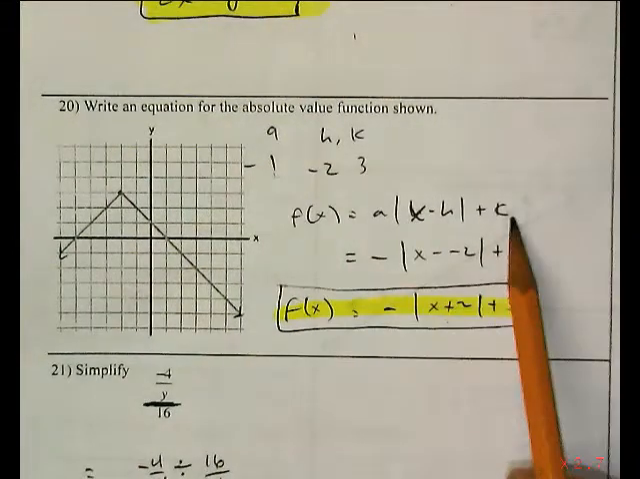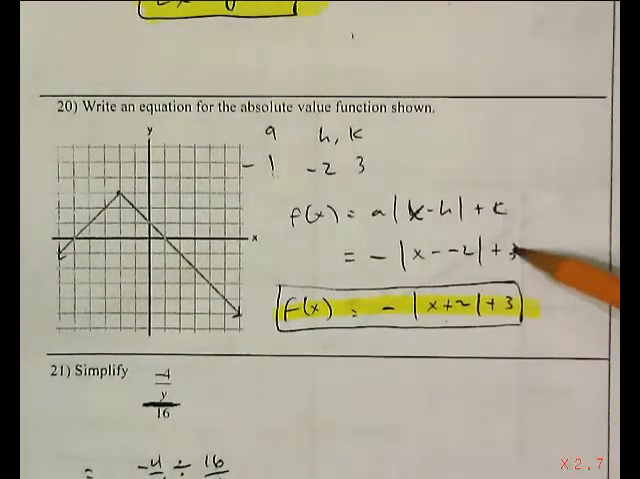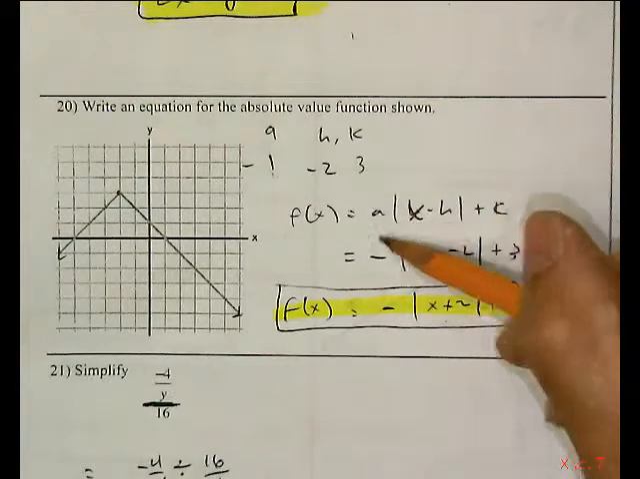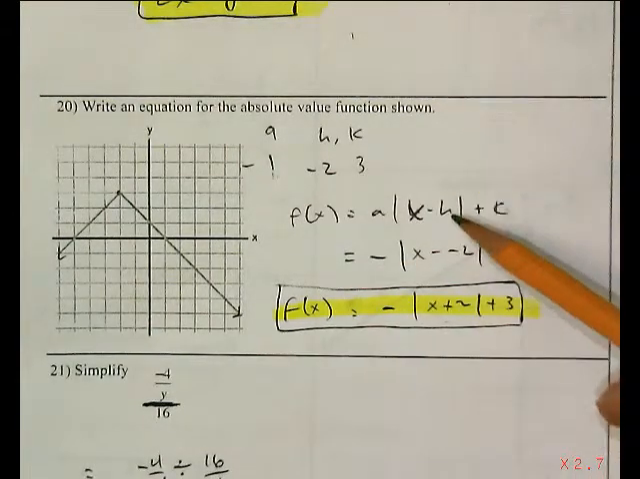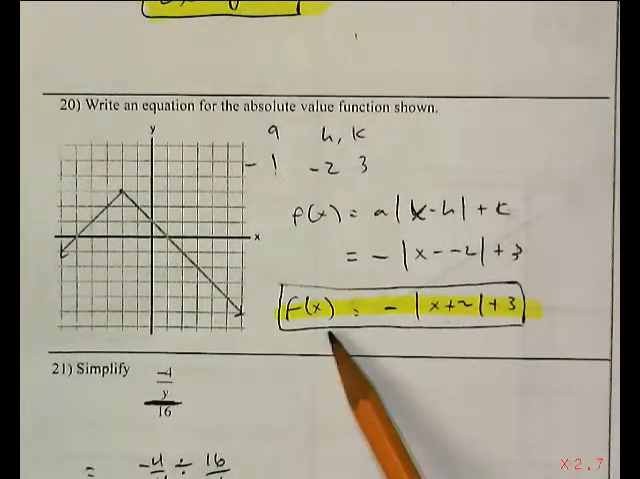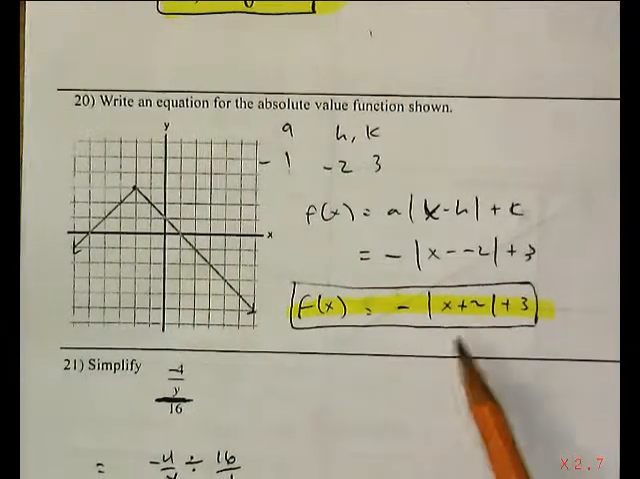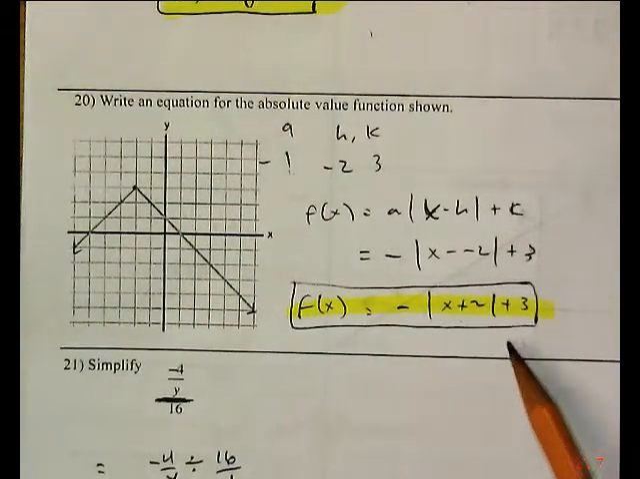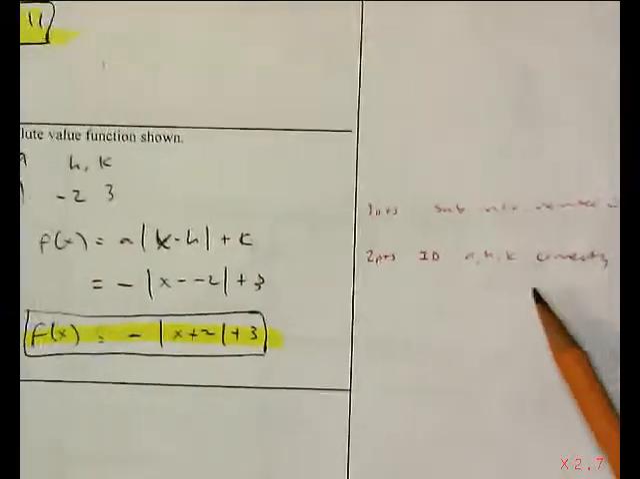Write vertex form. Do your substitution. K value is 3, h is -2, and a value is -1. That becomes positive 2, so f(x) equals negative absolute value of x plus 2, plus 3. Here's your partial credit.